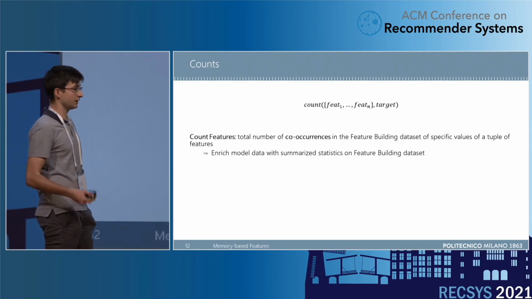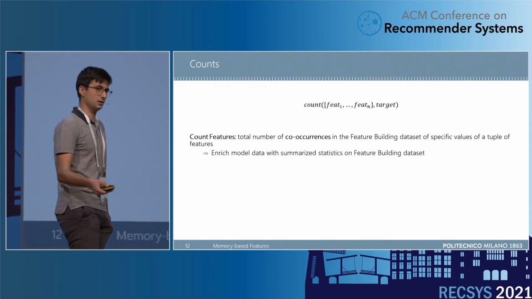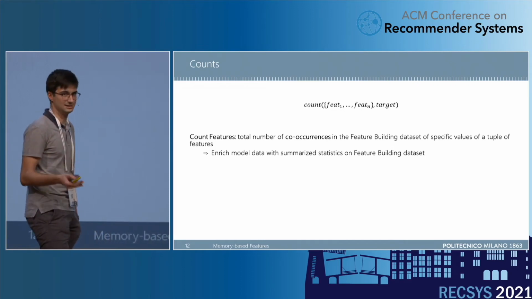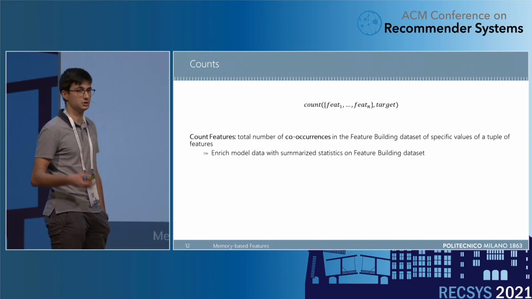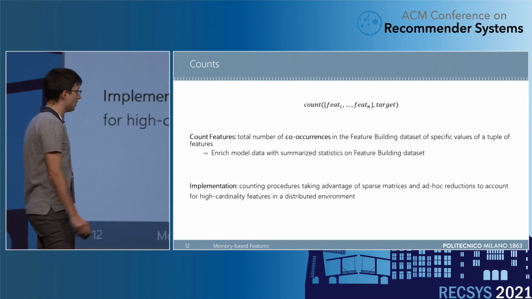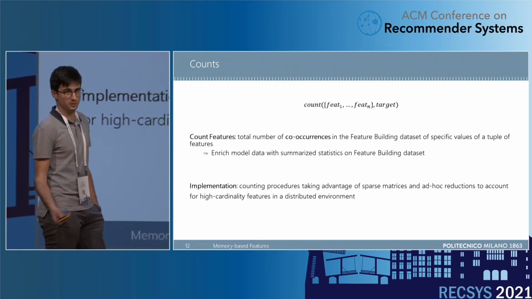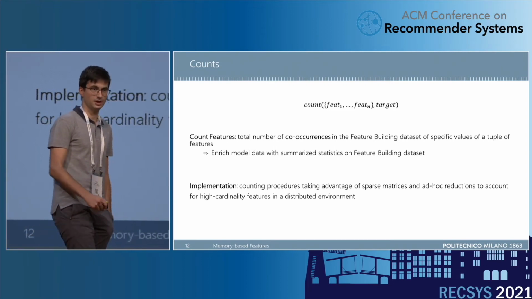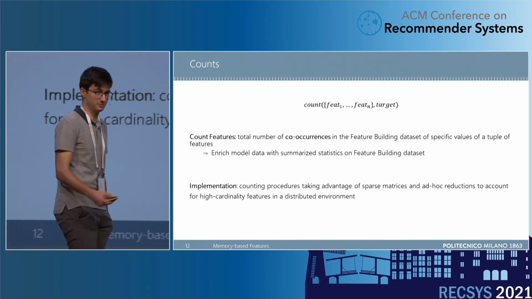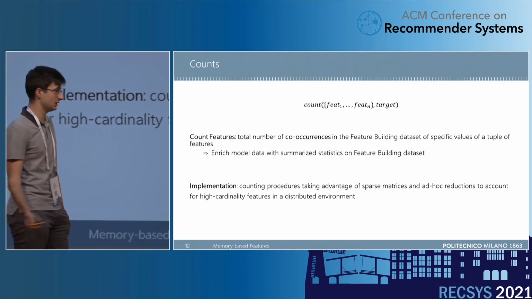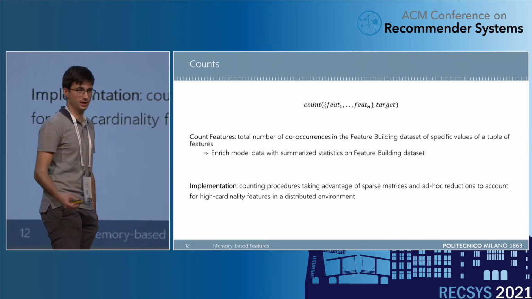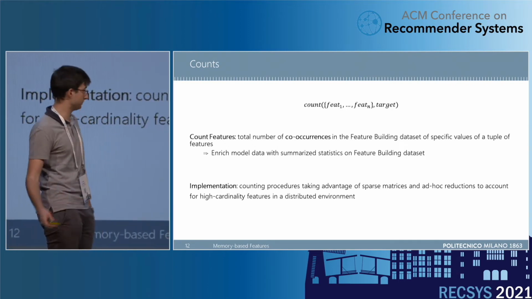This allowed us to enrich the data of the model train with some summarized information coming from the feature building dataset. To implement this, we used custom implemented counting procedures that took advantage of sparse matrices and ad hoc reductions in order to perform these counts in a multiprocessed fashion.